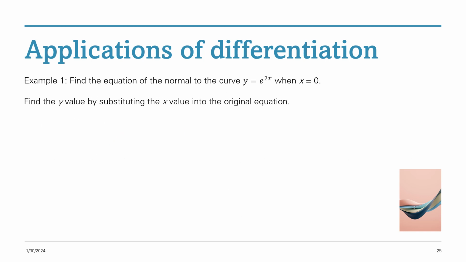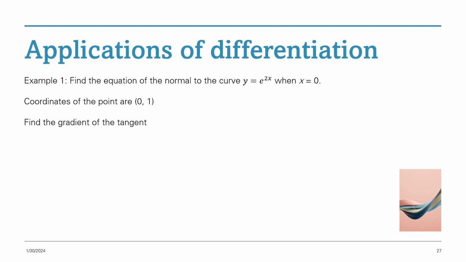So let's work through this. We're going to do the x equals 0 part first. We're going to find the y value by substituting the x value, because we're going to need that anyway. So we sub 0 in to find the y. e to the 0 is 1, so our coordinates are (0, 1). That's going to be helpful when we find the equation, because remember, you need a set of points.